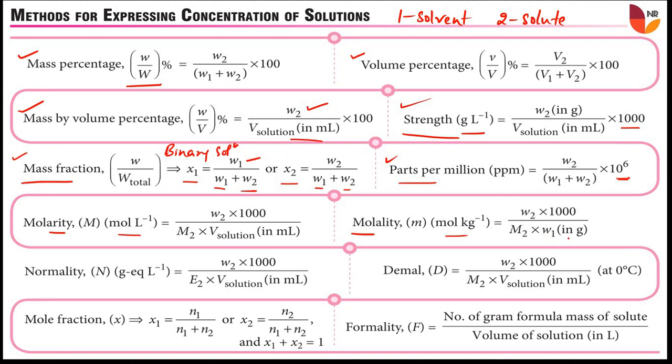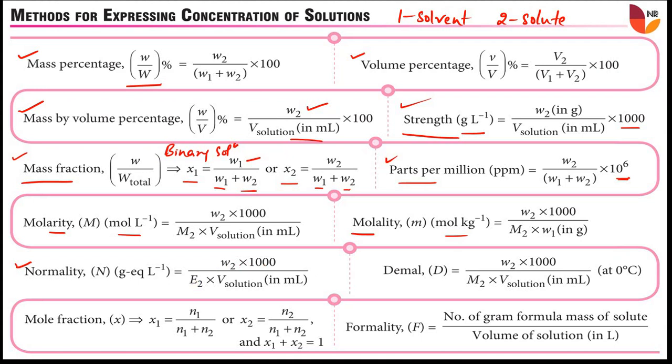And there is one more method called normality. It is an old method used to calculate the concentration of a solution. Nowadays this method has been replaced by molarity and molality. Normality is defined as the weight of the solute divided by the equivalent weight of the solute. That is, the mass of the solute W2 into 1000 divided by E2.